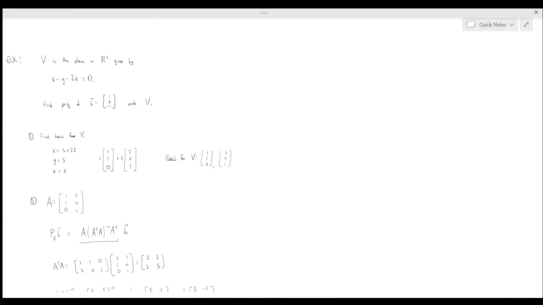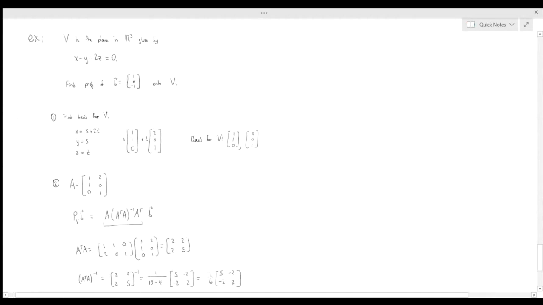All right, so for the next example, I want to come back to what we just did. Okay, so we found a projection of B onto the plane V. So now, as another example, I want to find the projection of B, but onto the orthogonal complement of the plane V. Okay?